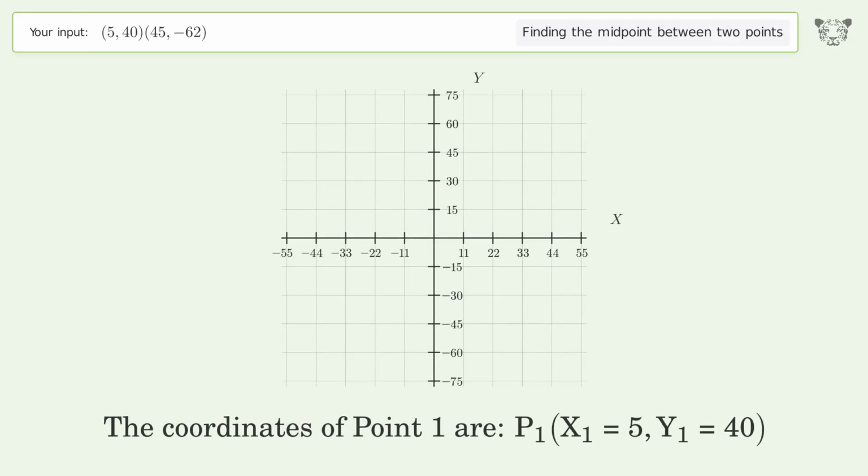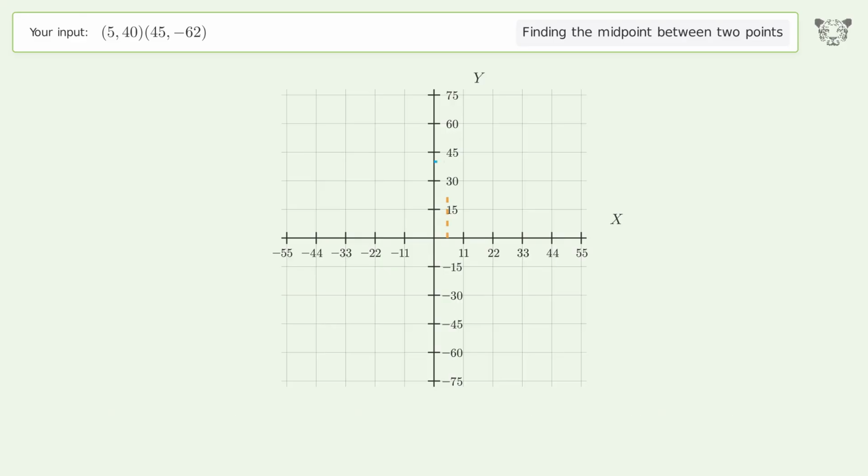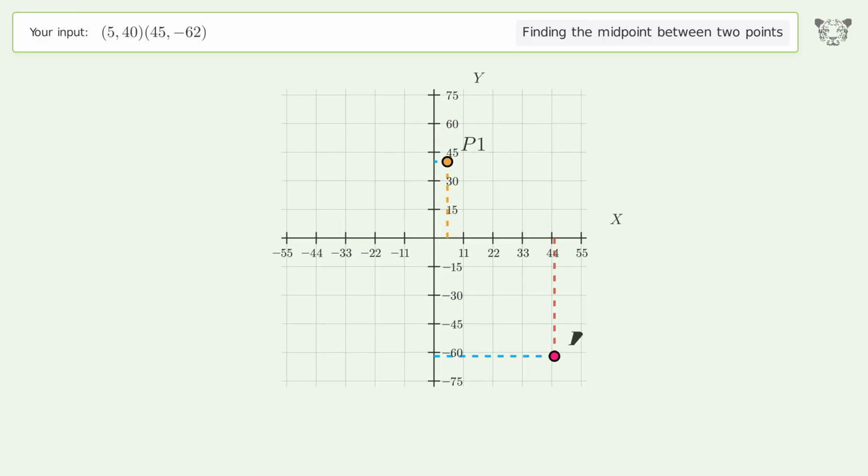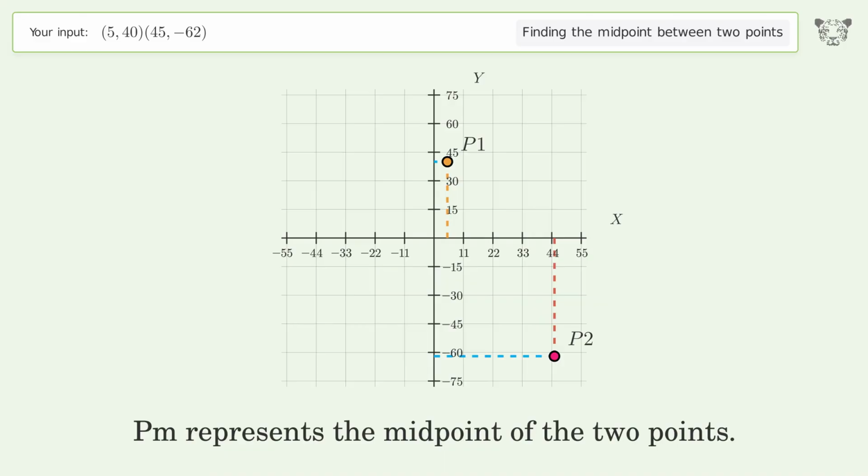The coordinates of point 1 are x1 equals 5, y1 equals 40. The coordinates of point 2 are x2 equals 45, y2 equals -62. PM represents the midpoint of the 2 points.